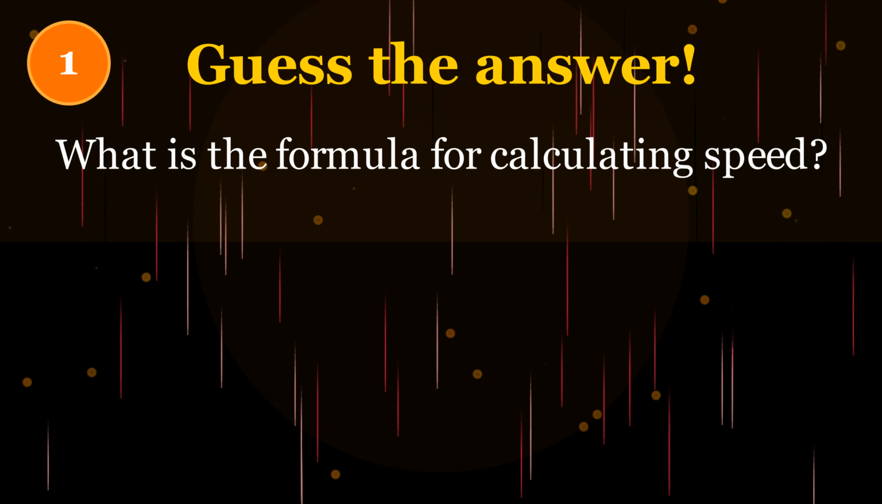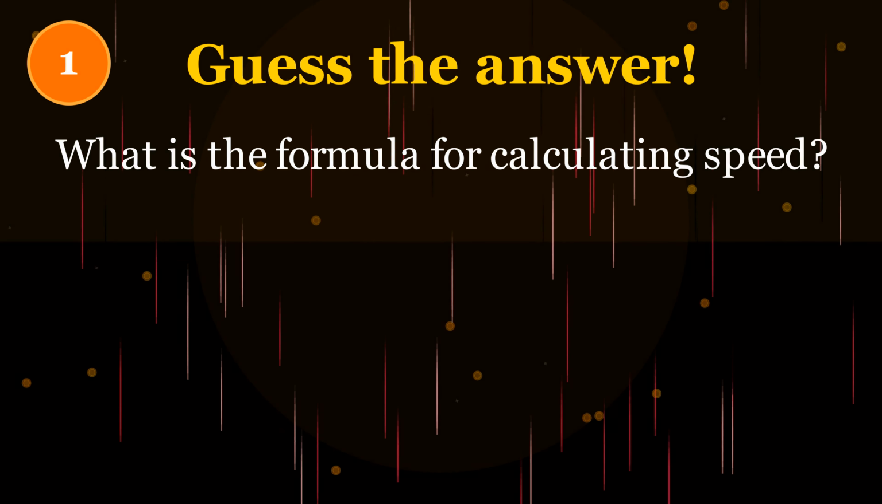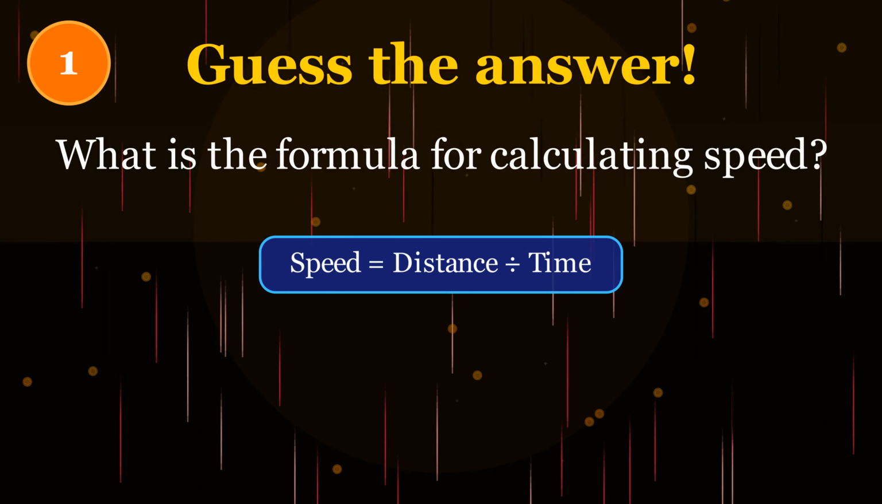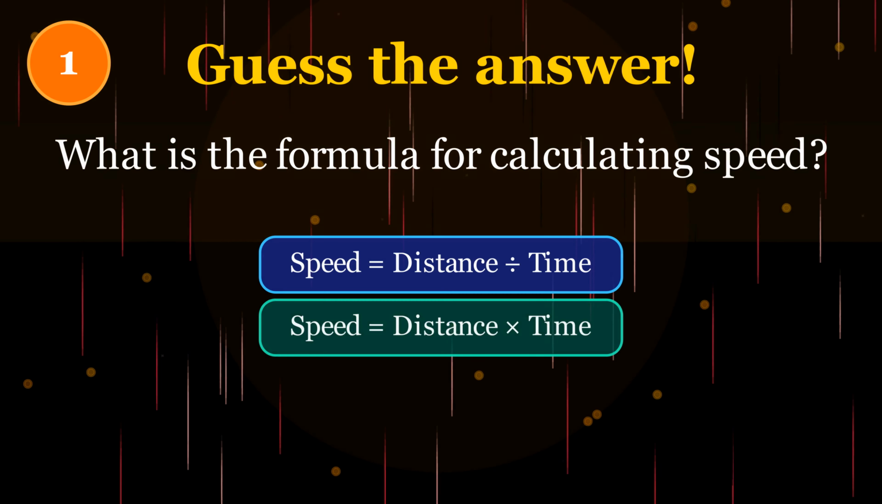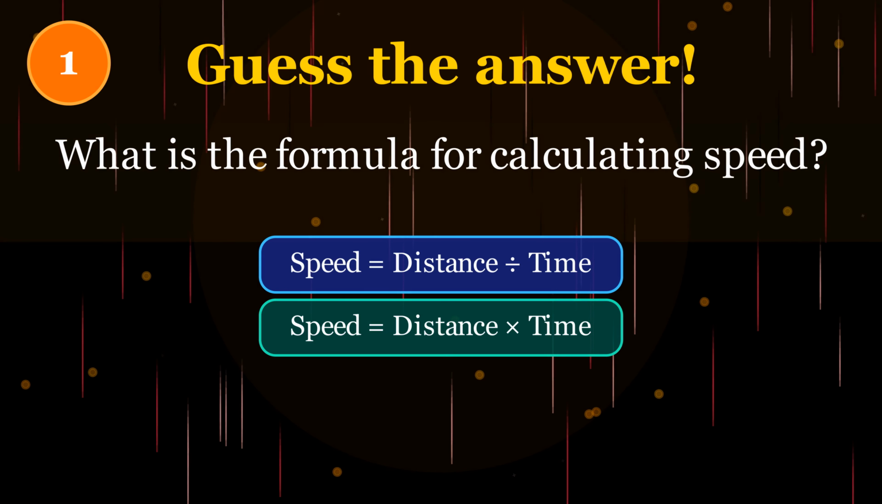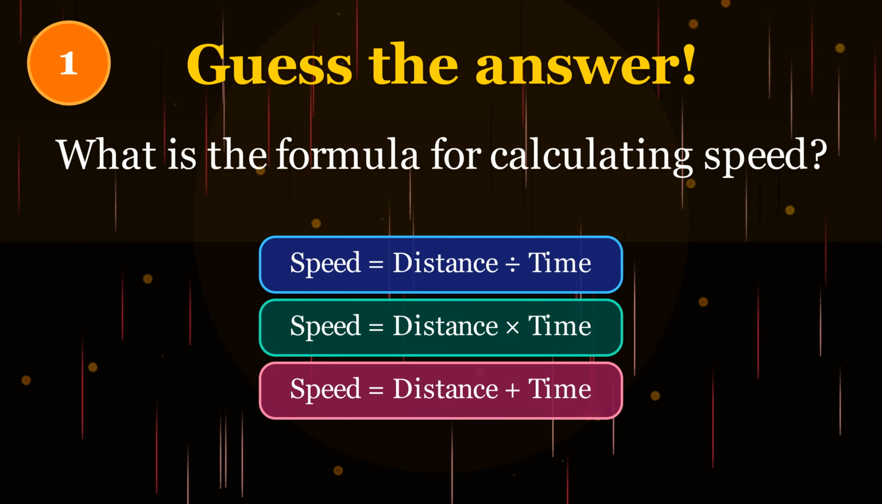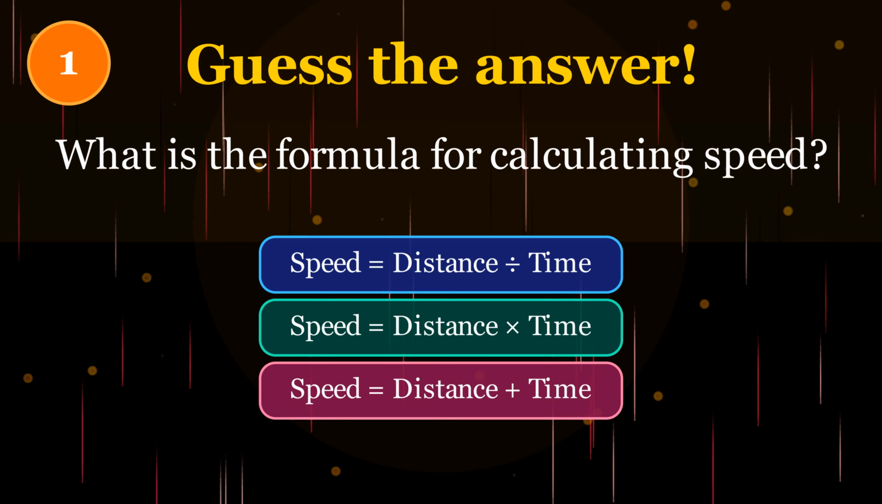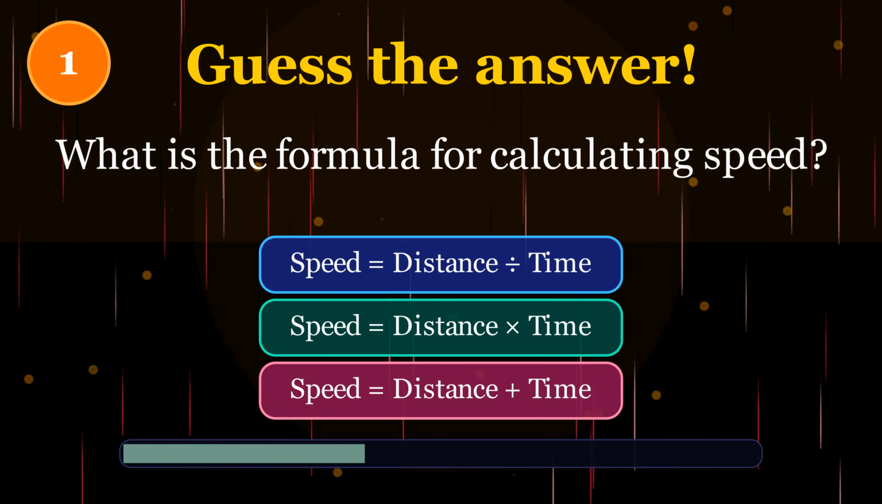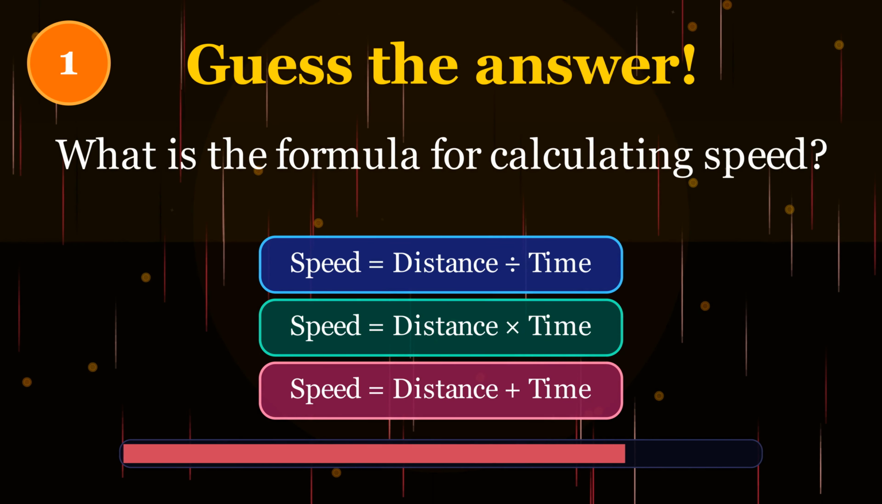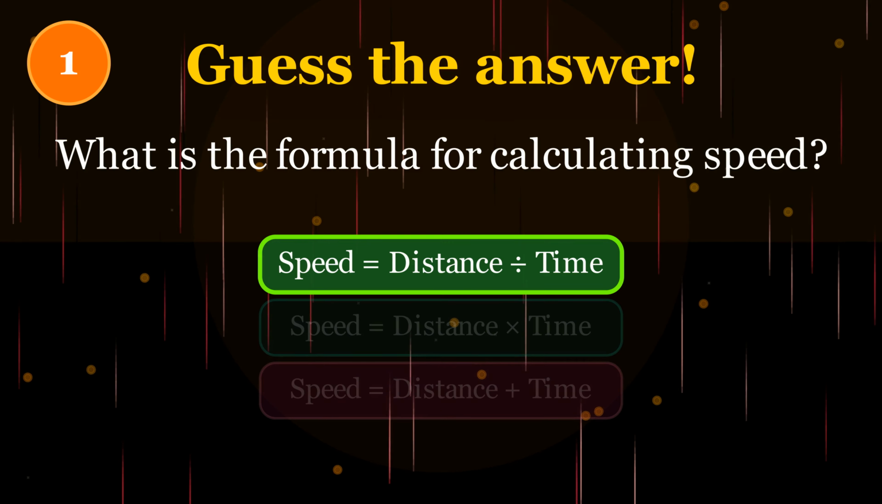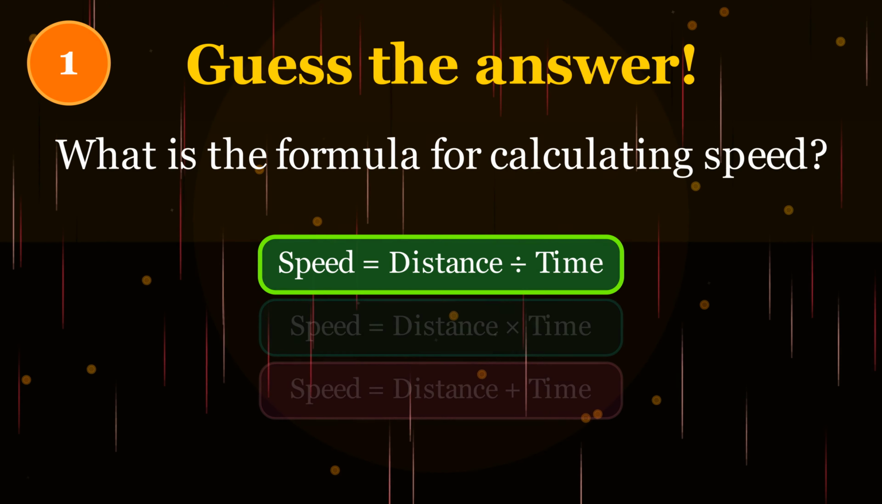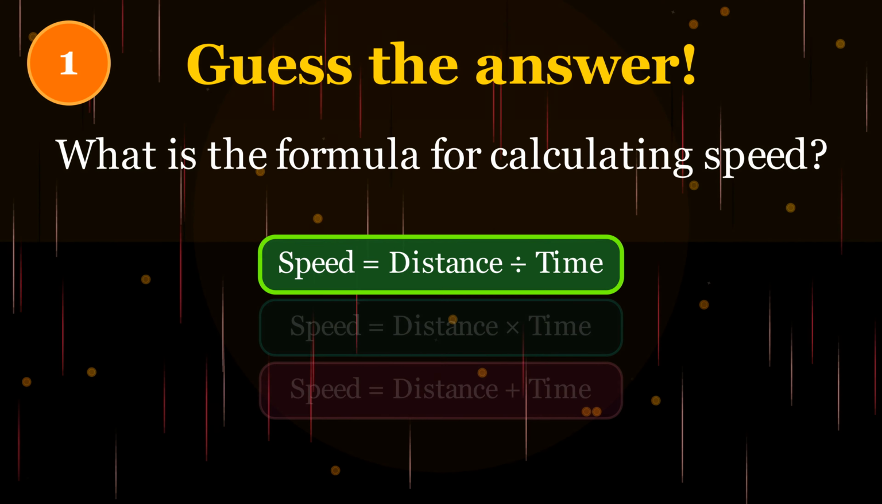What is the formula for calculating speed? Speed equals distance divided by time. Speed equals distance times time. Speed equals distance plus time. The correct answer is, speed equals distance divided by time.